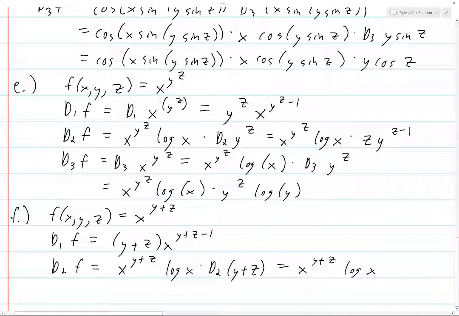Similarly, it turns out that d3 here, I'll actually write this out. So it's going to start out the same, and, well, when you take the derivative with respect to z of y plus z, you also get 1. So it's not only going to start out the same, but it's going to end the same. So log of x, and there you go.